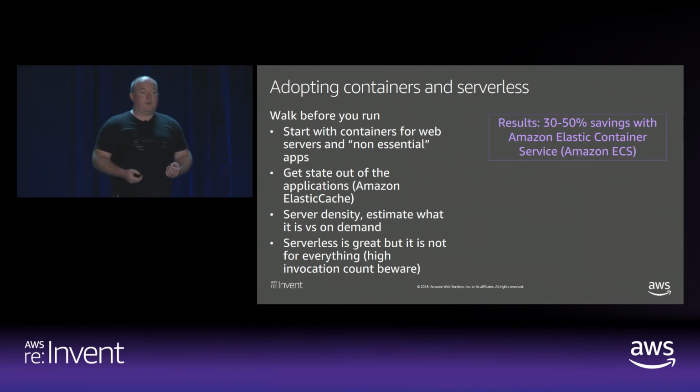As you work through your applications, you may discover ones with local state. Stop and do yourself a favour and get the state out of the application into something like Elasticache. Just because you can write to local disk or RAM doesn't mean you should. As you build experience, you'll be able to start estimating what converting your fleet to containers looks like. Not all workloads are a good fit for containers. Just accept this. The same is also true of serverless, especially if you have a high invocation count. Of the container workloads we've converted, we typically see a 30 to 50% saving on the equivalent EC2 on demand.